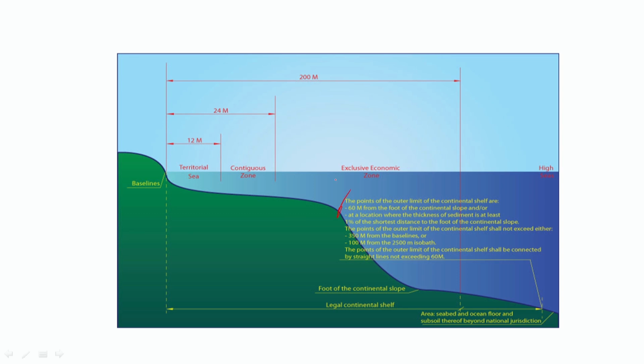So here we determine the continental shelf, the point of the outer limits of the continental shelf. So this is the first continental shelf and this is the foot of the continental shelf. And the claim of the parties remains up till here if it is 200 nautical miles. It can be even beyond 200 nautical miles, but 200 nautical miles is the standard measurement here.